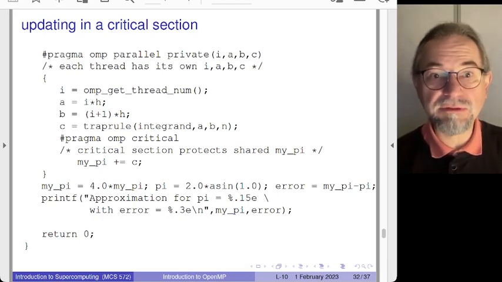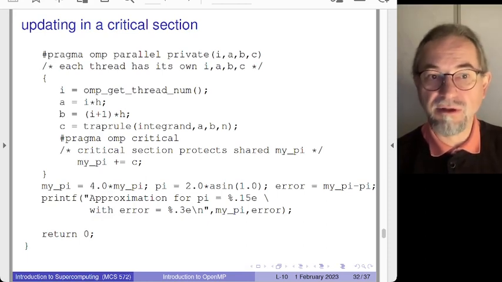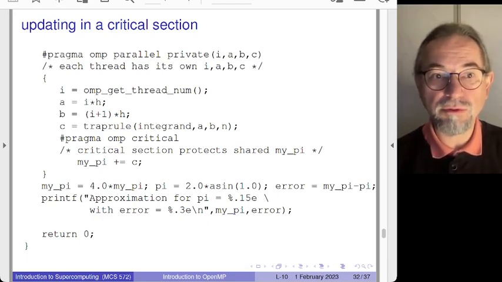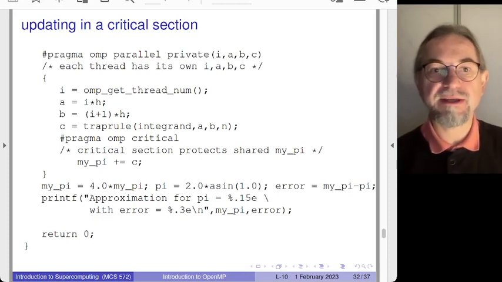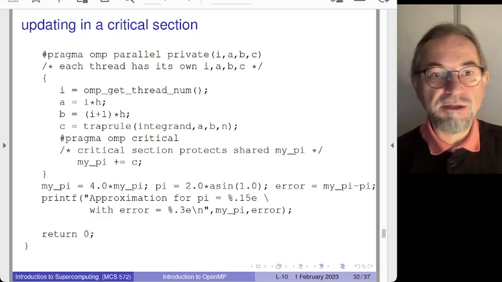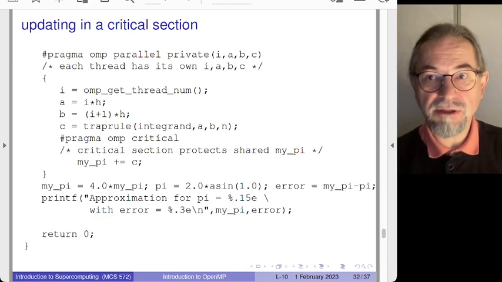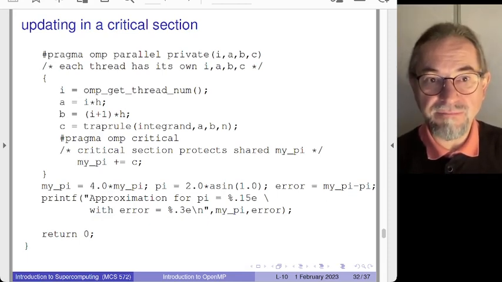Okay, so the logic is still that we apply the trapezoidal rule, and we apply the trapezoidal rule with these private variables a, b, and c in this parallel region. Now, what is a critical section? Here is an example from real life.